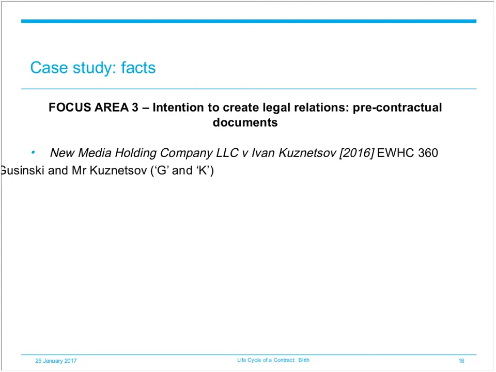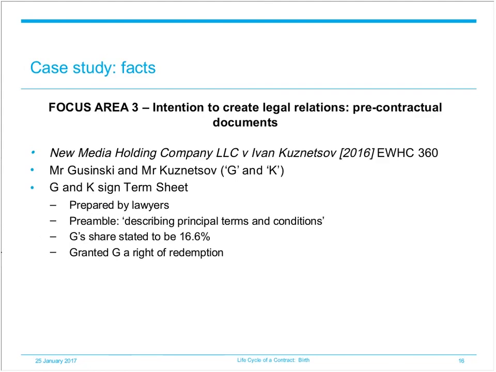Mr. Vladimir Guzinski and Mr. Ivan Kuznetsov were both investors in a joint venture company called SIA Energocom. This company operated in the atomic energy sector in Ukraine. On 27th January 2010, Mr. Guzinski and Mr. Kuznetsov, whom for ease we'll call G and K, signed a document which they called the term sheet. It had been prepared by the parties' lawyers.